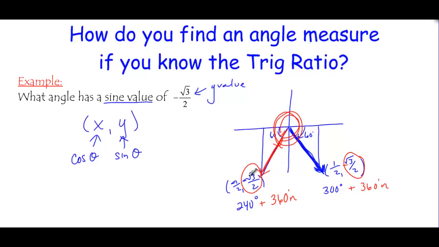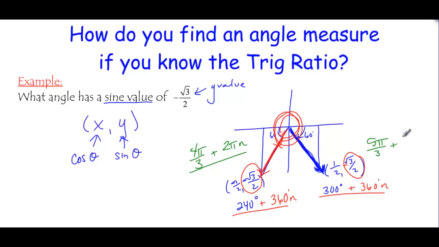So how do we know which answer to use? If I'm just asking in general, this would be your answer. I would answer 240 plus 360n, where n is the number of rotations, or 300 plus 360n. Now if I asked in terms of radians, you would have to do a radian answer. 240 degrees is the same thing as 4 pi over 3. These are equivalent. Well, what's a rotation in radians? 2 pi. So if you wanted to write the general answer, it would be 4 pi over 3 plus 2 pi n. Again, 2 pi n just says we're going to do so many rotations to end up at the same answer. If we go to 300, that's 5 pi over 3.